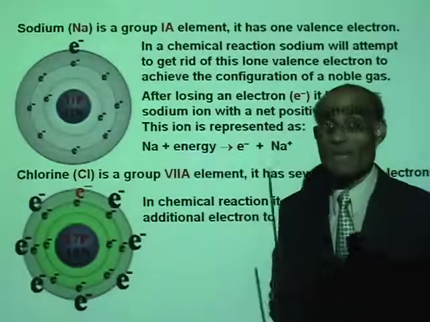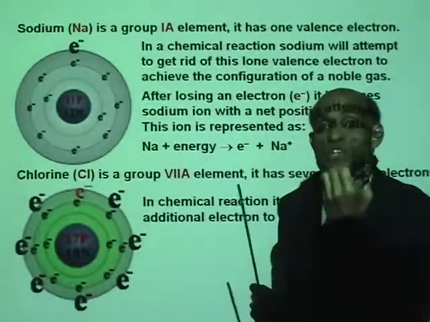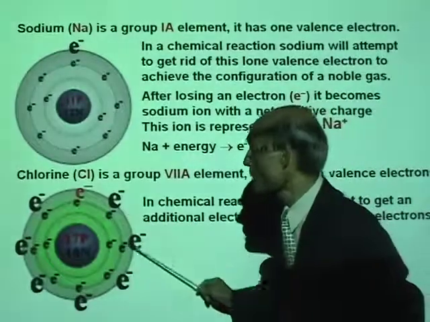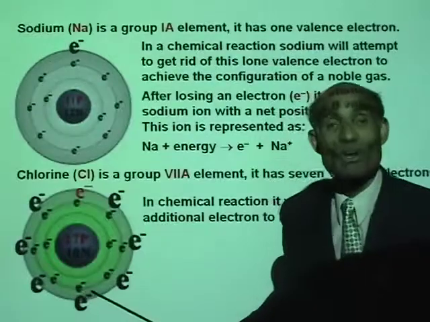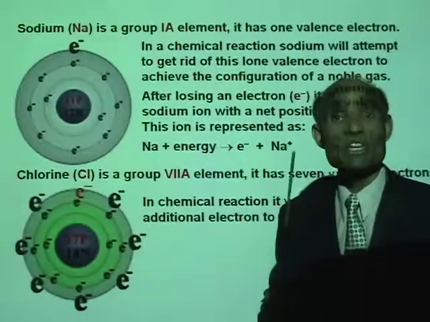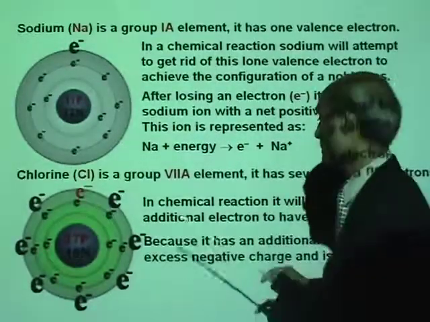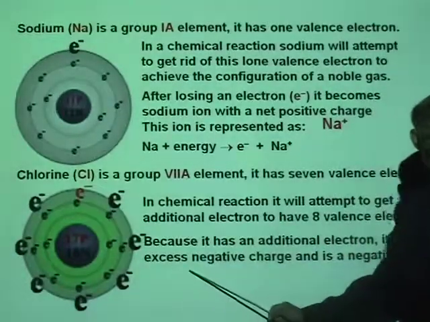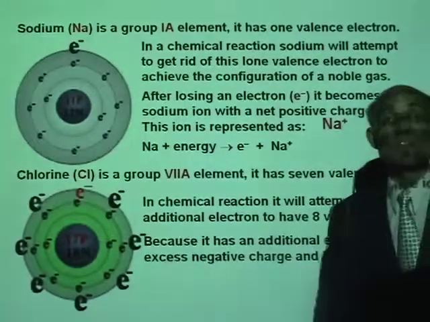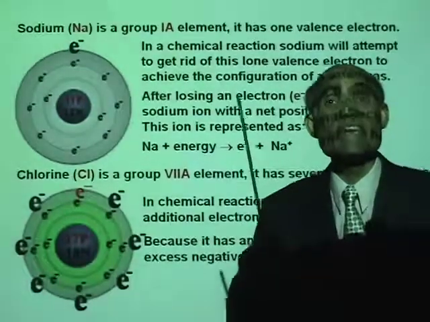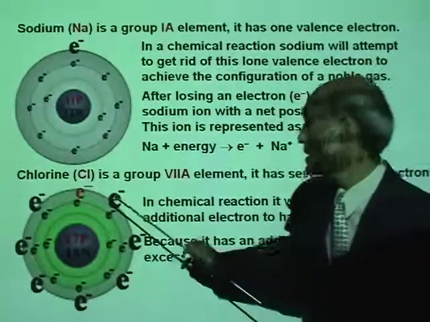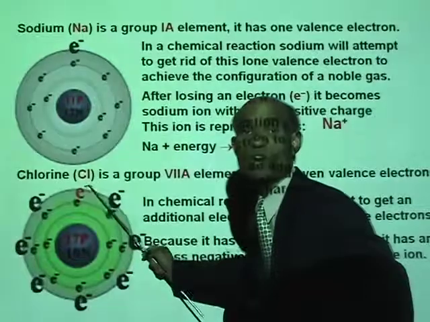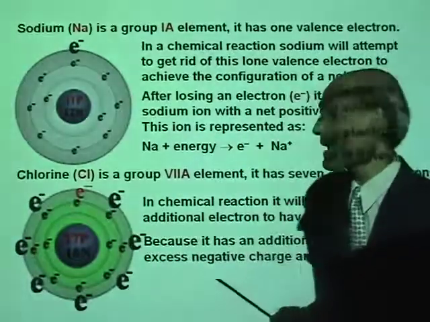But remember, that has brought an additional negative charge to the chlorine atom. So this chlorine atom is no longer neutral. It has now a net negative charge. Because it has an additional electron, it has an excess negative charge, and therefore it is now a negative ion. The chlorine atom that has acquired an additional electron is now a negative ion.